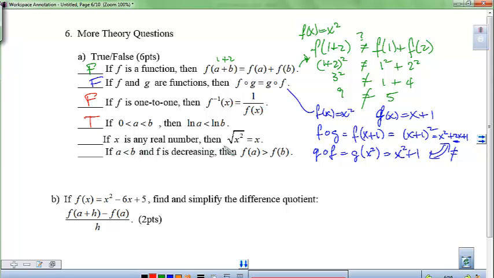If x is any real number, then the square root of x squared is equal to x. This is true also. Actually, no, it's false. Because I would ask you to try, what if you put a negative 1 in there? This is going to be a positive on one side and negative 1 on the other side, so that's not true. And here, if f is decreasing, then if a is less than b, f of a is greater than f of b. This one is true. This is the actual definition of decreasing functions.